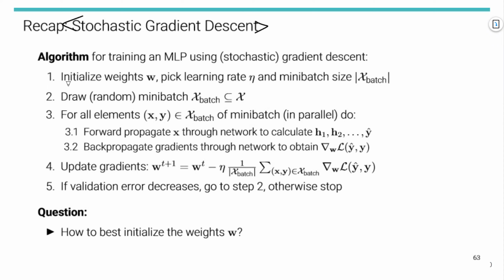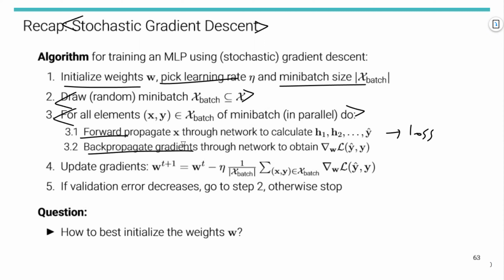The first step is to initialize the weights, and then pick the learning rate and then the mini batch size. In the second step, we draw a mini batch. For all elements of the mini batch, we do forward propagation and calculate the loss. Then, using this loss, we calculate the gradient using the backpropagation process and update the weights using our gradient. And if this process is not enough to make our AI models strong, then we go back to the second step and repeat these processes.